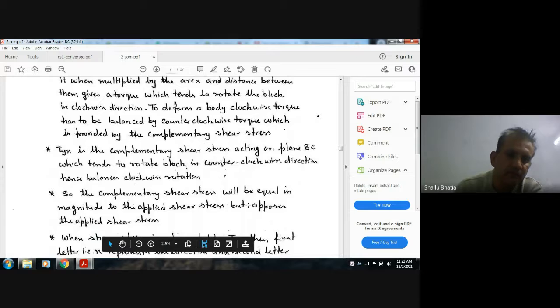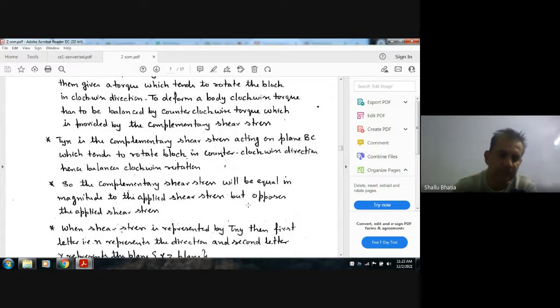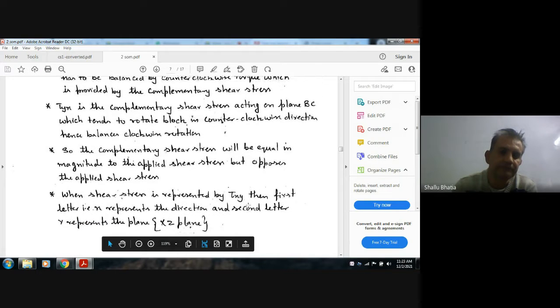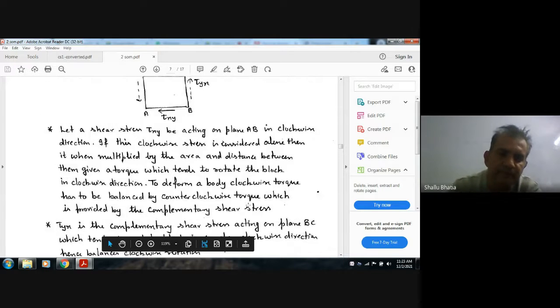Okay. So tau yx is the complementary shear stress acting on a plane BC, which tends to rotate the block in counterclockwise direction, hence balances the clockwise rotation. So complementary shear stress will be equal in magnitude to the applied shear stress, but opposite in direction to the applied stress. Sorry, when shear stress is represented by tau xy. Okay. Now how does the representation take place?